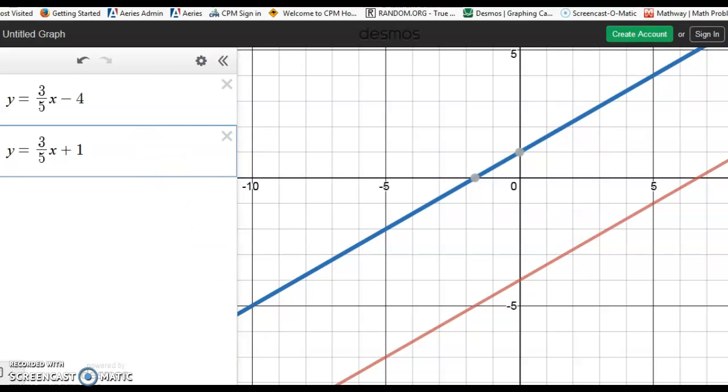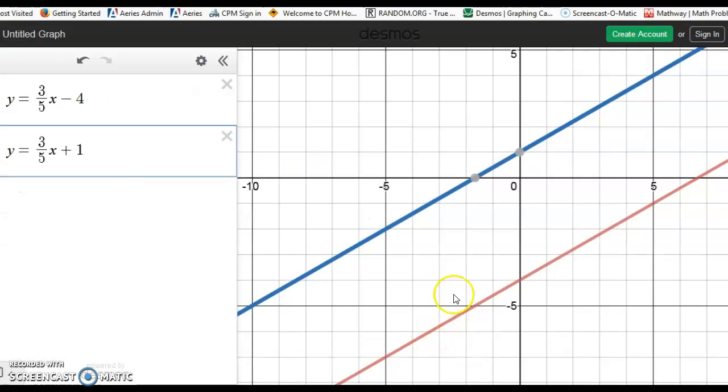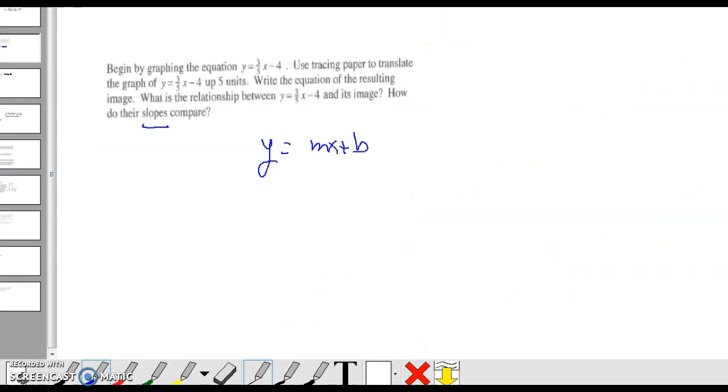So this takes us back to our problem. Our problem asked, write the equation of the resulting image. That is what we wanted. And then what is the relationship between this one and the new image? So if we notice, this red line and this blue line, what do they have in common? Excellent. They have the same slope. They have different y-intercepts. So this is a tragic love story in math, right? Parallel lines, they will never meet. So sad. Okay, so that's what we should have written down here.